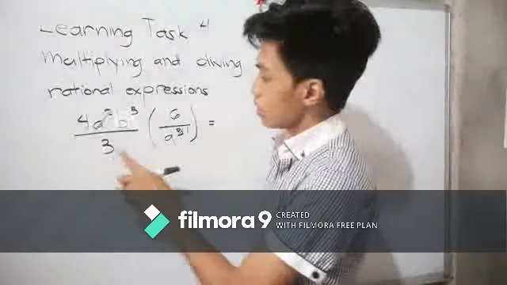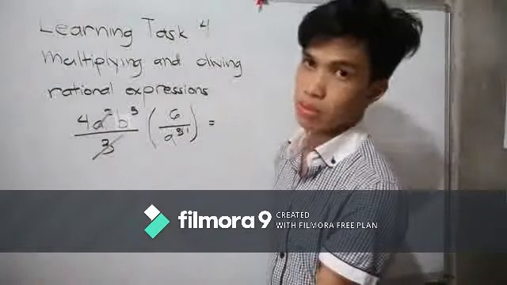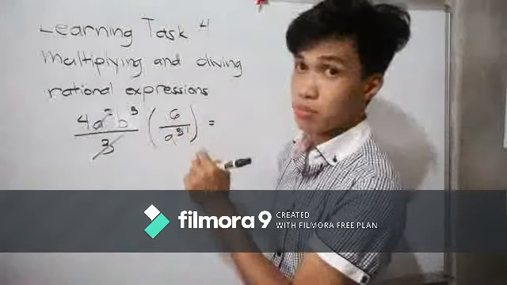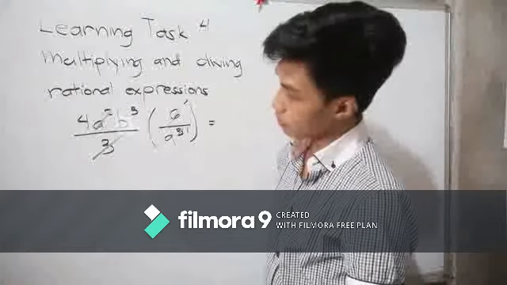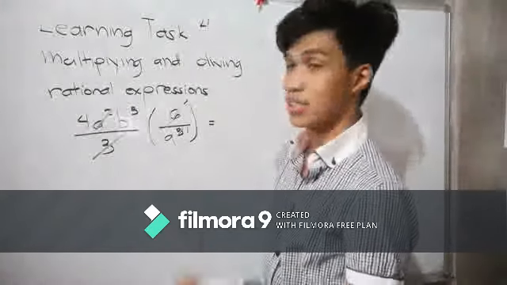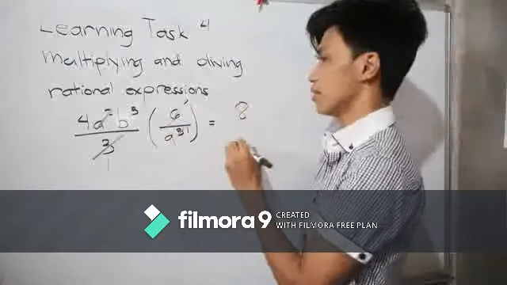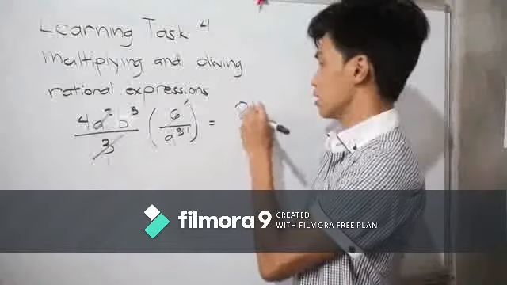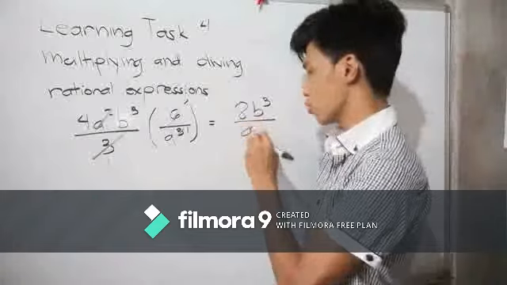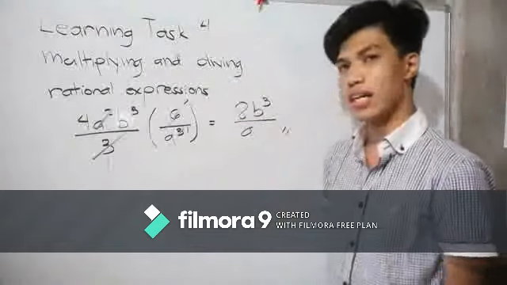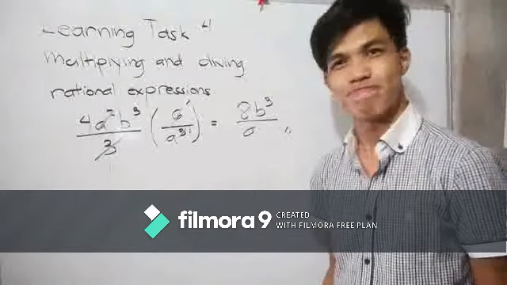Let's have this one, 6 and 3. So we can cancel out 3, because 3 divided by 3 is 1, and 6 divided by 3, that would be 2. So let's now multiply. 4 times 2, that would be 8. Then, b cube. Tapos ang natira sa baba, isang a na lamang. That would be a. And that would be the final answer or the simplified answer for this example.